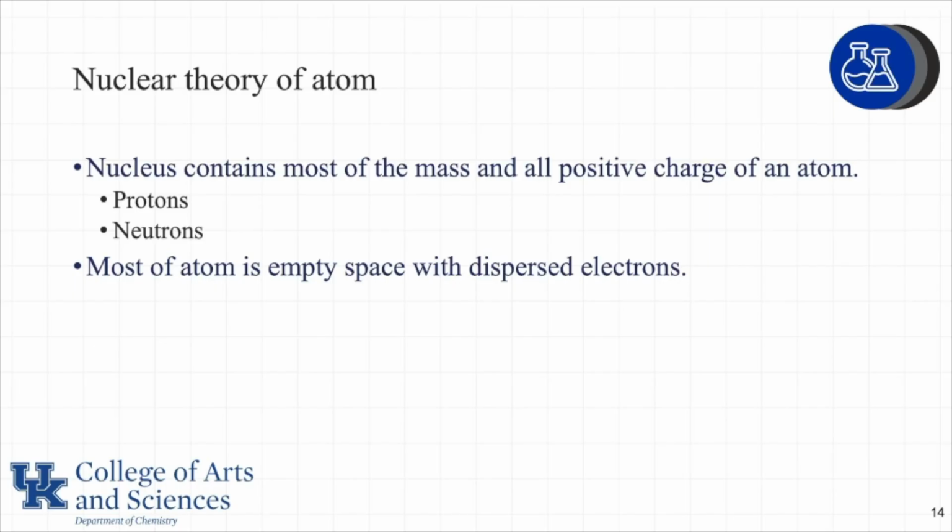So with all the other information and experiments that were done, we came forward with the nuclear theory of the atom. And that is, the nucleus contains most of the mass and all of the positive charge of the atom. So within the nucleus are the protons and neutrons. And we'll talk more about these, but protons are positively charged and neutrons are neutral, so they have no charge. And this is all in this very dense nucleus in the middle of the atom. Most of the atom is actually empty space, and the electrons are dispersed throughout that.